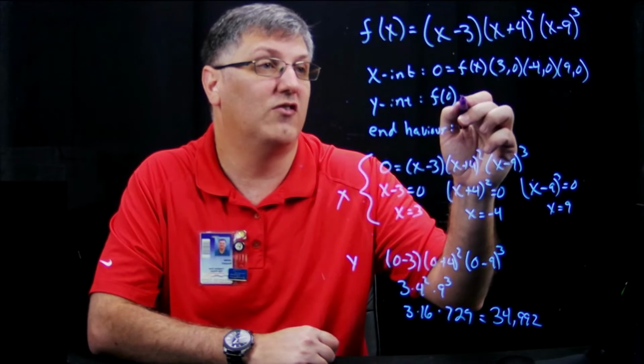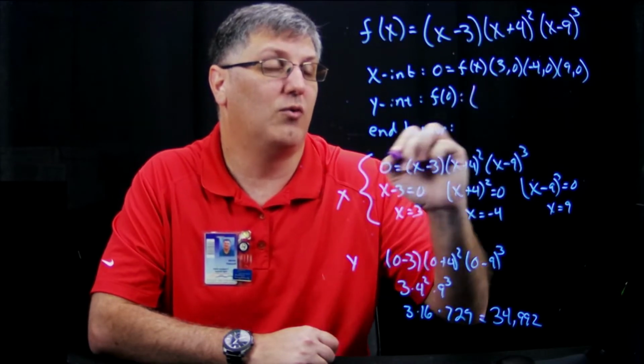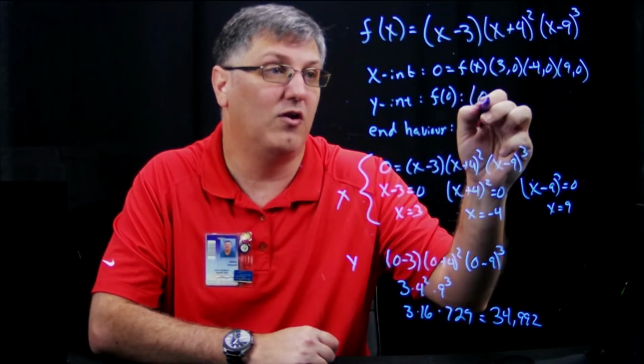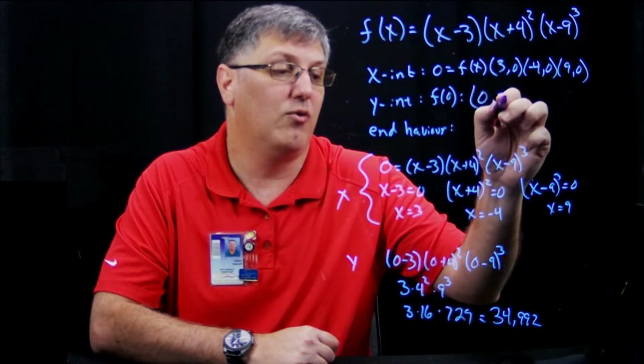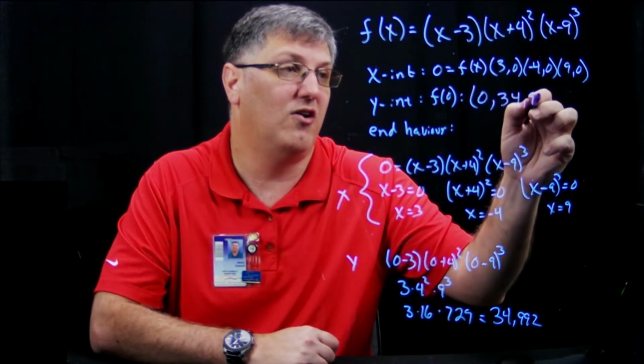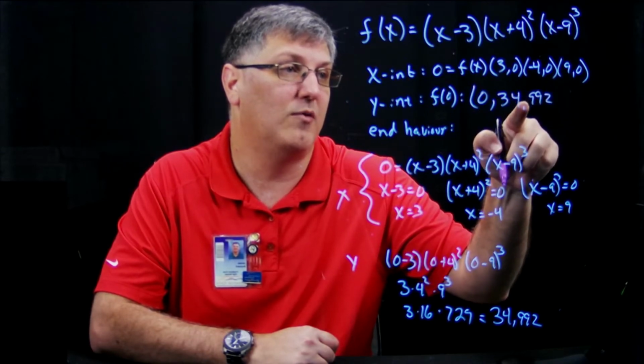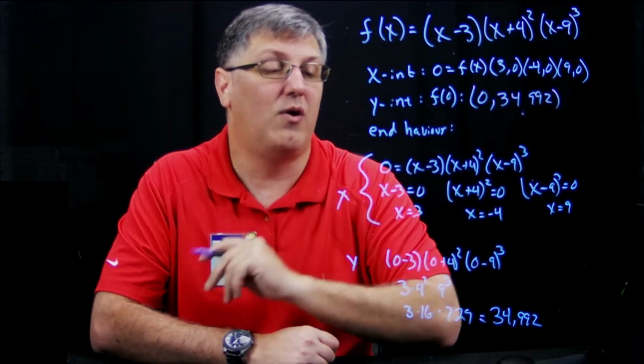That is going to be my y value, and of course, this is a point. What's really nice is that every x-value for the y-intercept is going to be 0. That's why we plug 0 in for all the x's. We do the math, and we're going to get 34,992. I'm not going to put the comma there. And that is my y-intercept.